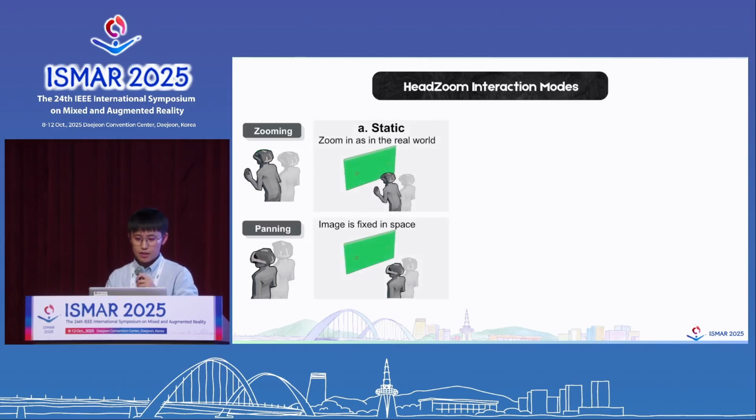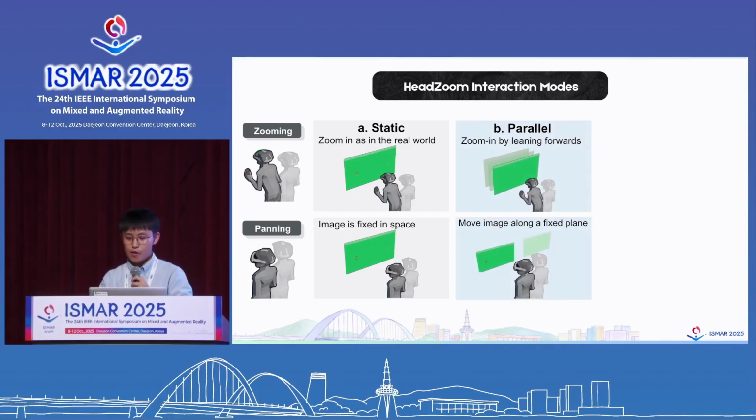First, static, which serves as our baseline. In this mode, zooming works just like the real world, so the user can physically move close to the image, but the image stays fixed and cannot move, and no head-based zooming is applied. Then the parallel mode. In this mode, zooming is controlled by leaning the head forward and backward, so the image can move with the head, and panning is done by moving the image along a fixed plane.